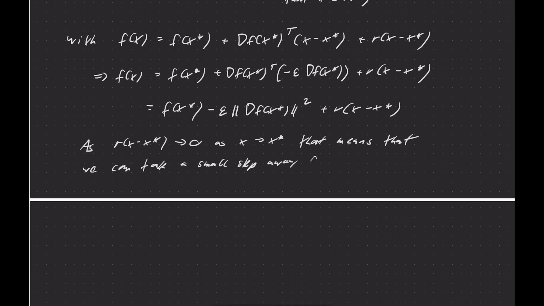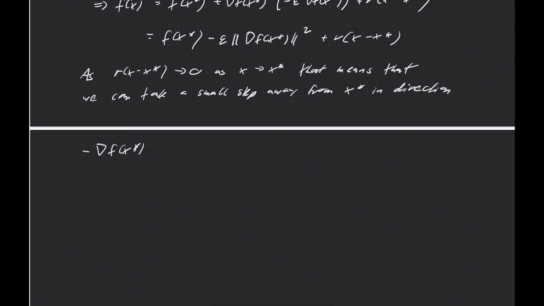As this remainder here goes to 0 as x goes to x star, that means that we can take a small step away from x star in direction minus gradient f of x star to reduce the function value below f of x star.